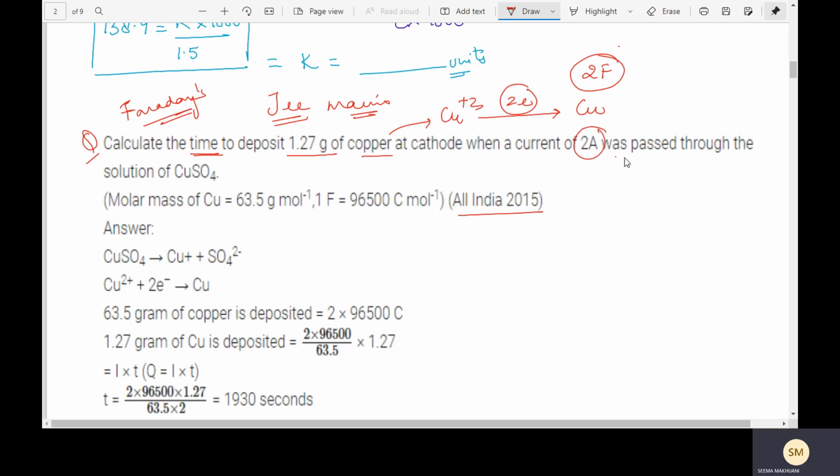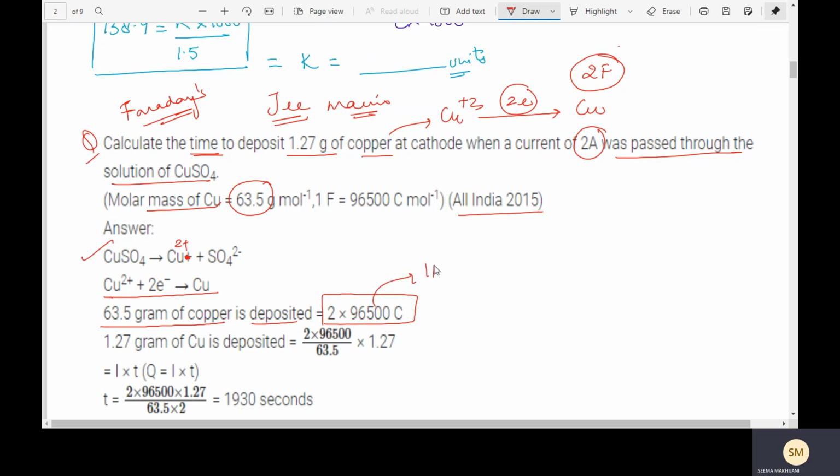2 amperes of current was passed through the solution of copper sulfate. Now you need to calculate the time required. Now as you can see, copper sulfate दिया हुआ है, तो it will go to copper plus sulfate ions. You will have copper 2 positive होना चाहिए. Copper 2 positive will accept 2 electrons to become copper. Now 1 mole of copper का mass 63.5 grams होता है. So for 63.5 grams of copper, you need 2 Faradays as I just explained.